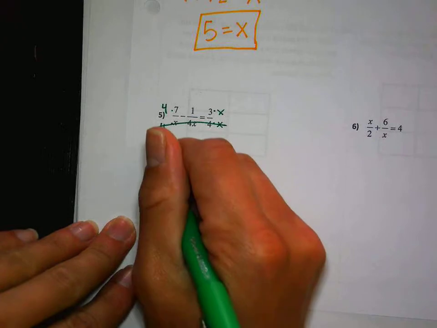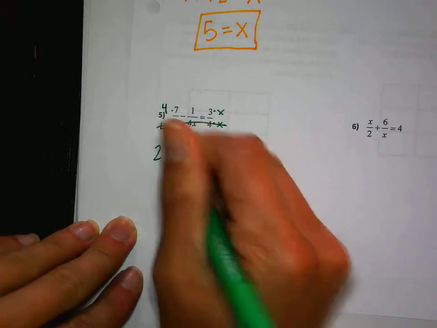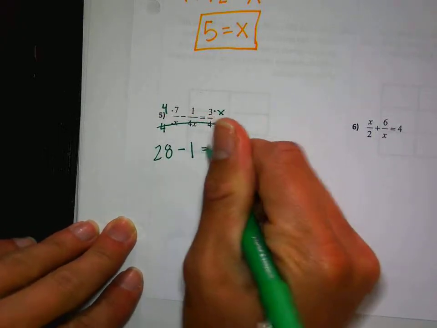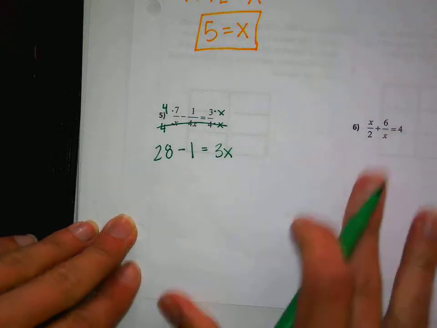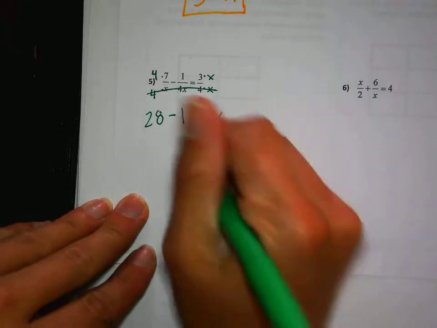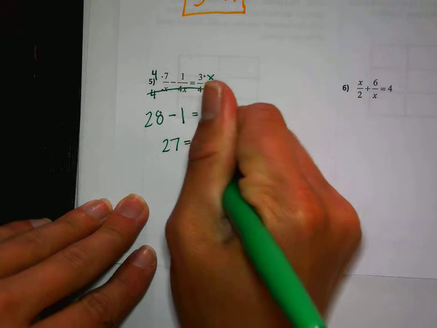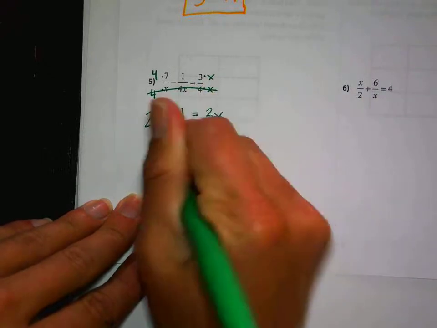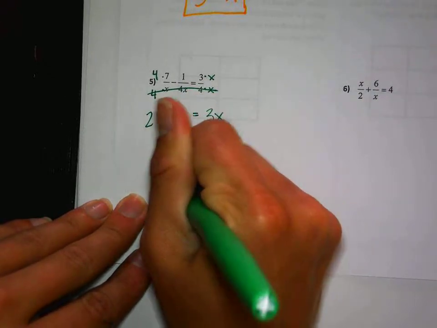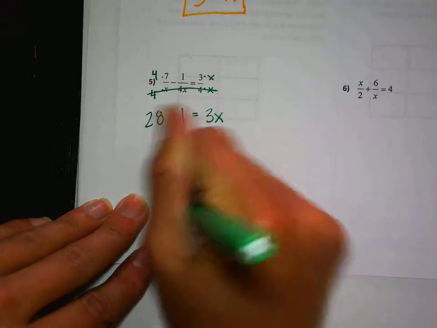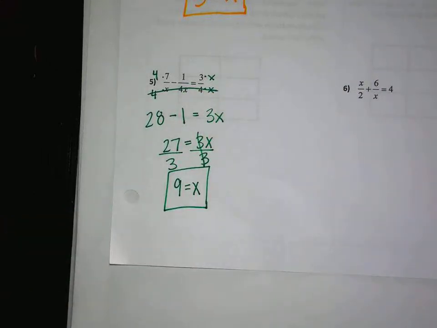4 times 7? 28. So 28 minus 1 equals 3x. And what is 28 minus 1? 27 equals 3x. Divide by 3. So 9 equals x.